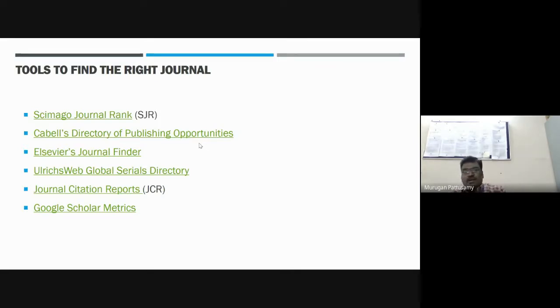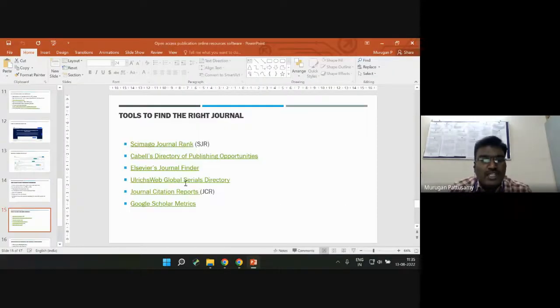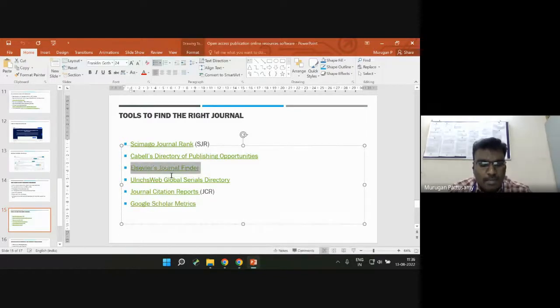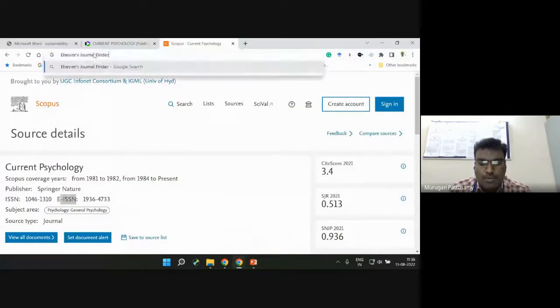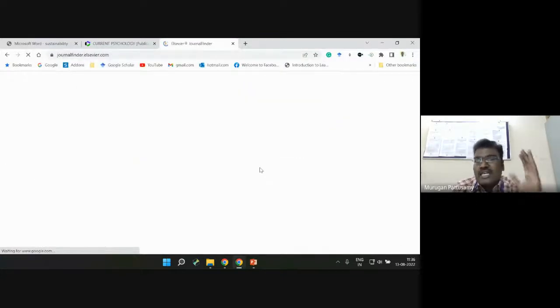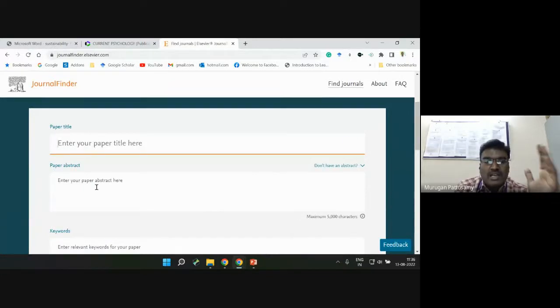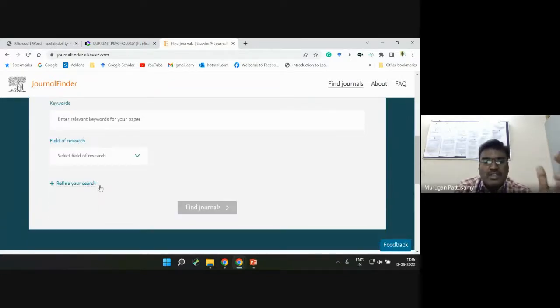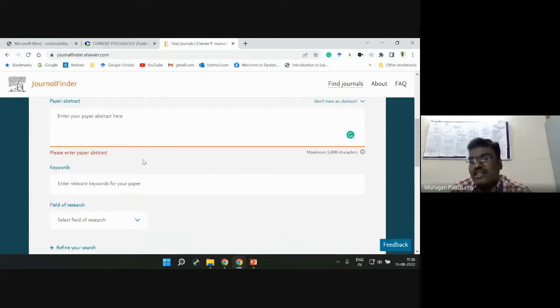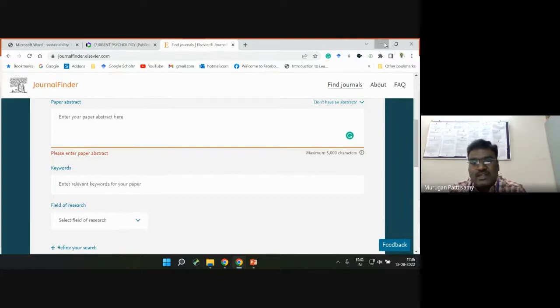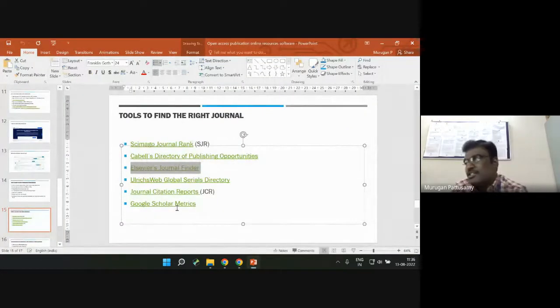In every publishing house, now they have something called Journal Finder. For example, if you go to the Elsevier Journal Finder, you just copy-paste the title of your paper and the abstract, and you will get some suggestions. Based on those suggestions, you can submit your paper to Elsevier journals. Similarly, Springer also has this mechanism. I'm not sure about Emerald and Taylor and Francis; I have not seen anything, but that is very much possible.